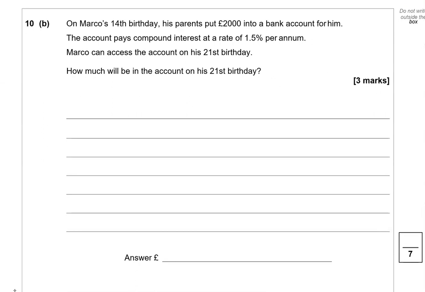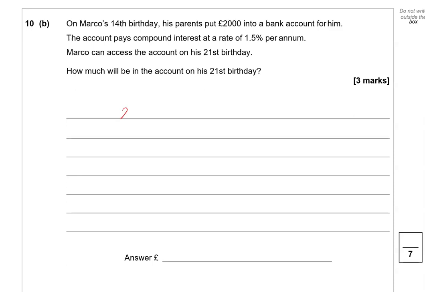On Marco's 14th birthday, his parents put £2,000 into a bank account for him. The account pays compound interest at a rate of 1.5% per annum. Marco can access the account on his 21st birthday. How much will be in the account on his 21st birthday?